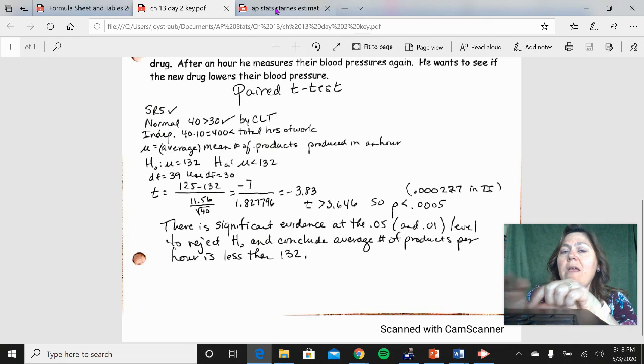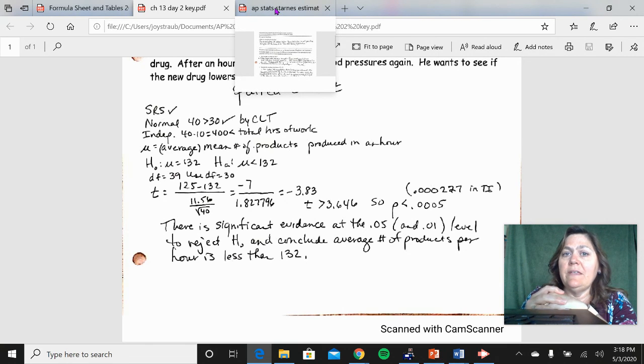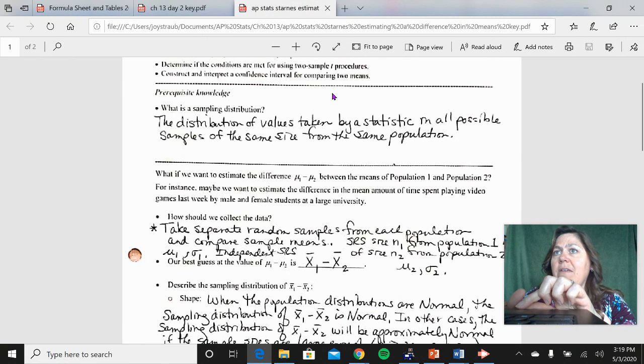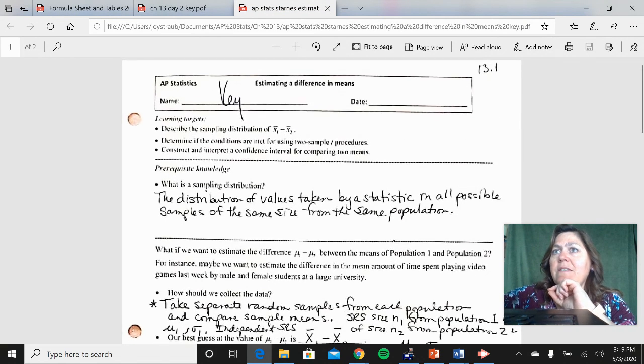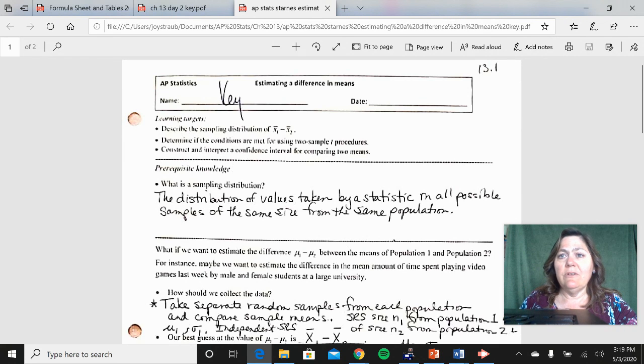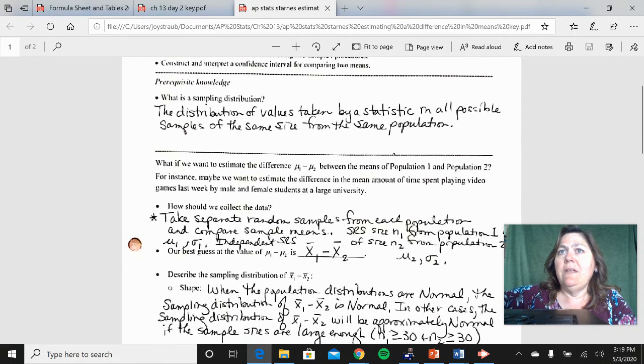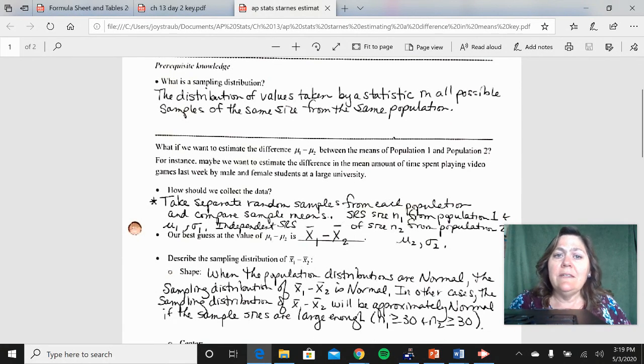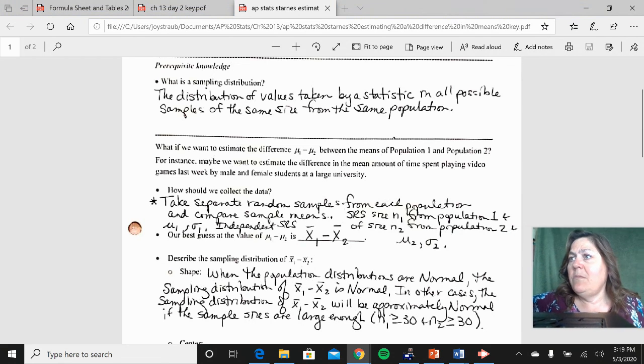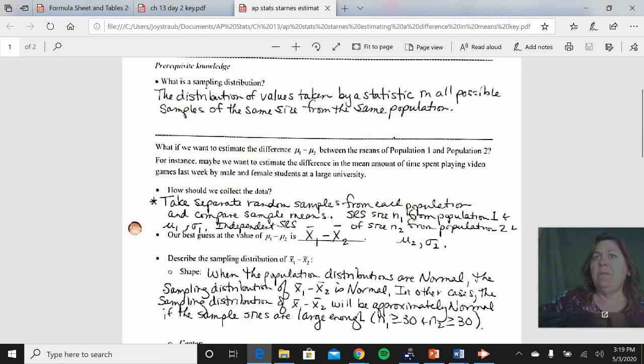Now, before we go into today's actual notes, you were asked to have this worksheet ready for today's notes, the estimating a difference in means worksheet. And I'm going to just give you some notes to review from yesterday that I want you to begin to fill into that worksheet. We're going to do the back of this worksheet after today's notes. But just as a reminder of what we learned yesterday, we talked about what is a 2-sample t-test and how to set up the H0 and the Ha's.